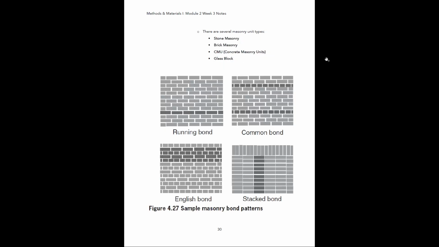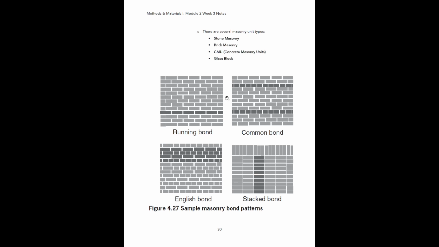So in terms of masonry units, there's several different types. We have stone masonry, brick masonry, CMU, concrete masonry units, and glass block. All right, so here are some examples of the different types of bonds that you can have. If you're stacking brick, there's different ways that you can stack them on top of each other, and that's what's known as a bond.